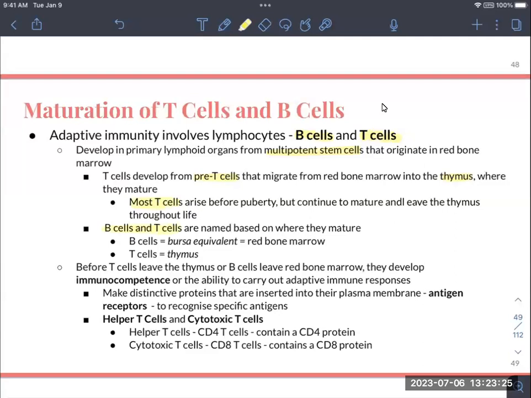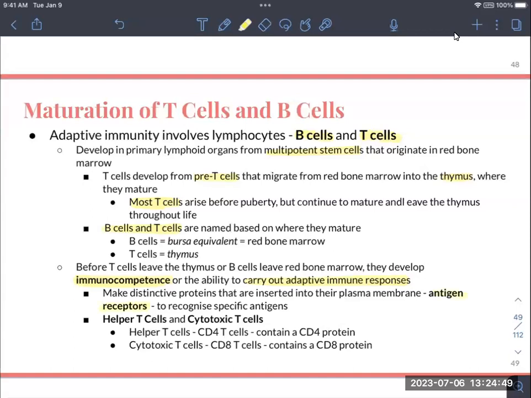Those B and T cells, as I mentioned, are named for exactly where they're going to mature. B for bone marrow, T for thymus. They develop immunocompetence in this bone marrow or this thymus, and it allows them to be able to carry out different types of immune responses. These different immune responses actually create and insert into the plasma membrane these antigen receptors.